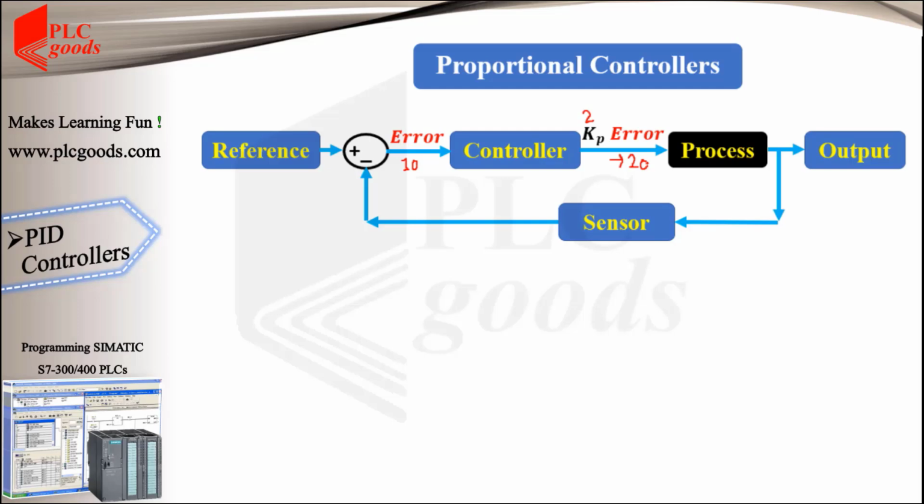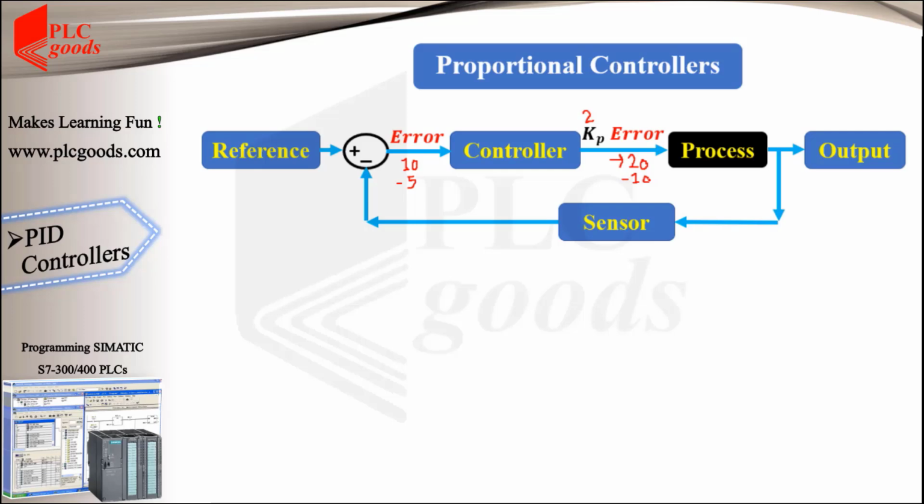the inlet valve. Naturally, if there is a larger error between the water level and our desired level, the proportional controller will generate a bigger voltage to open the inlet valve as much as possible. In the same way, if the error value is minus 5 volts, then minus 5 times 2 is equal to minus 10 volts, which is going to be applied to the inlet valve.